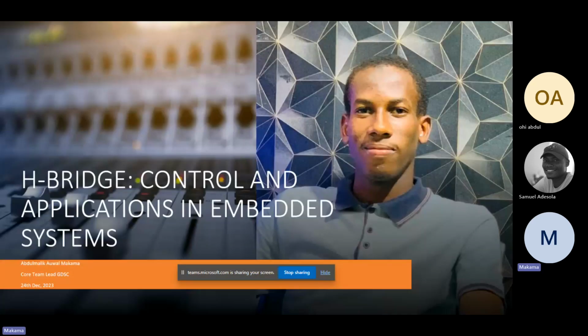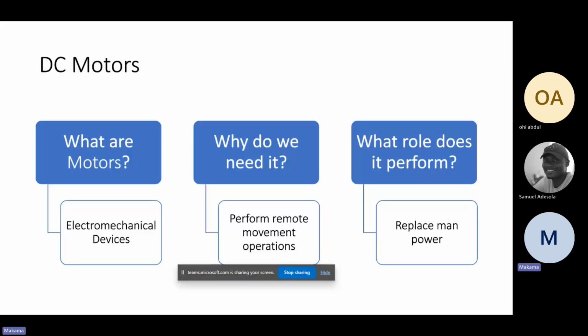As you all know, today's class is about H-bridge control and applications in embedded systems. Before we talk about H-bridge, mostly in embedded systems, we apply H-bridge for DC motors, and DC motors have adjustments, tweaks, applications and so on. So first of all, we need to know what a DC motor is and talk a bit more about DC motors before we explore our H-bridge.